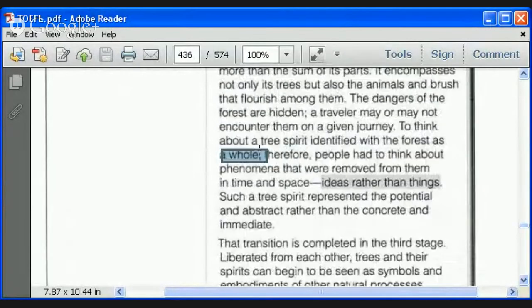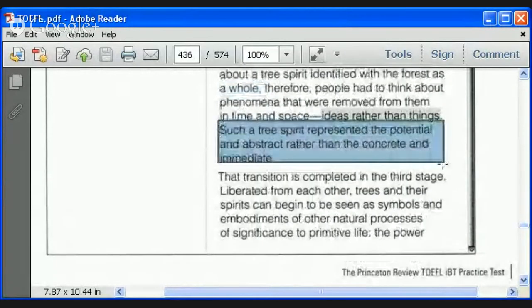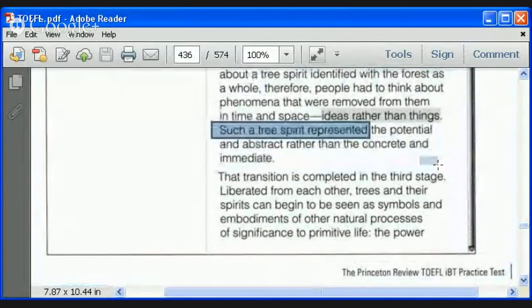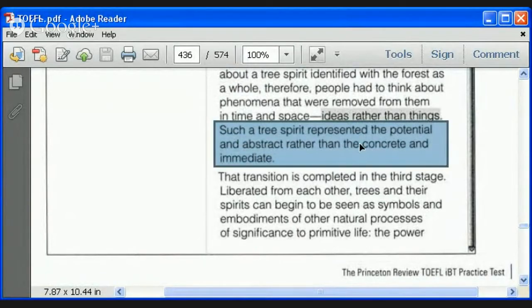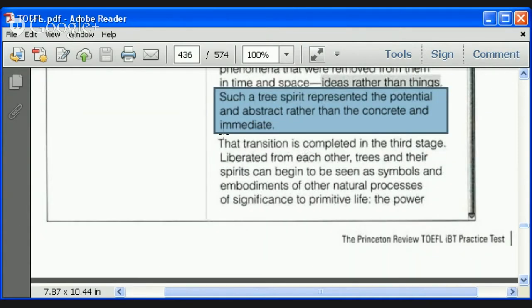If I'm still not sure what's going on in the paragraph, the last sentence of the paragraph often will clarify for me as well. Such a tree spirit represented the potential and abstract rather than concrete and immediate. Not the physical tree itself, but the tree's mobile spirit. Okay, so this paragraph, second stage, moving tree spirits.